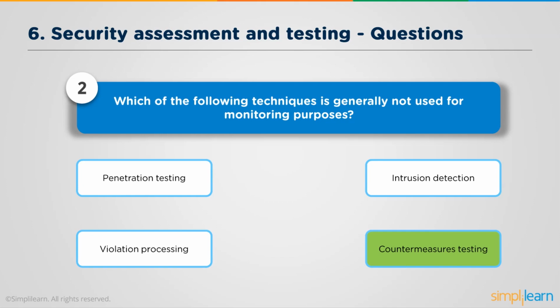Now, when you're monitoring, you would monitor a penetration test to analyze if the test was successful or not. Intrusion detection, that's the first input that you look at for analysis. Violation processing, anything that is violated, any processes, any policies, you analyze them and you monitor them, thus you come to know that this has happened. In countermeasures testing, there's basically a test of the effectiveness of the countermeasures that are already implemented. At that point in time, you may not be monitoring these.